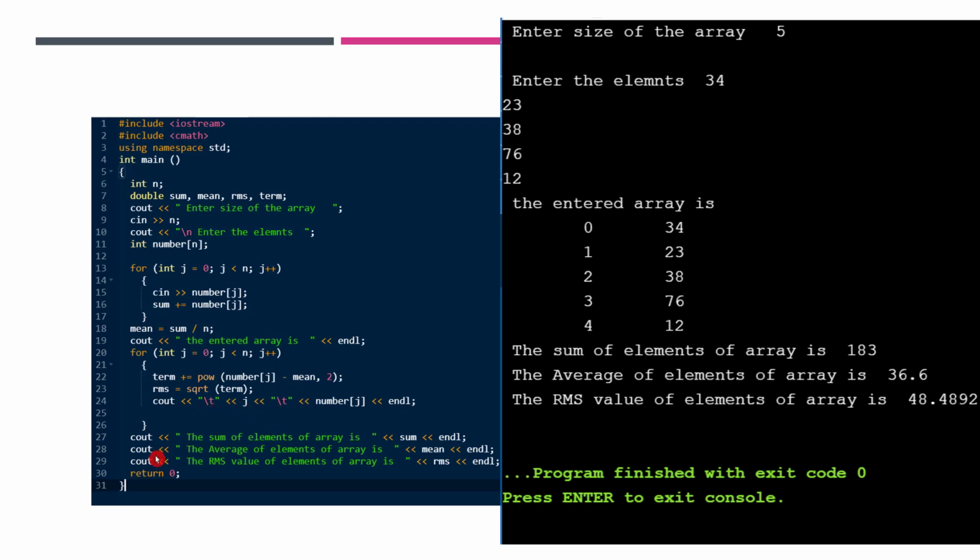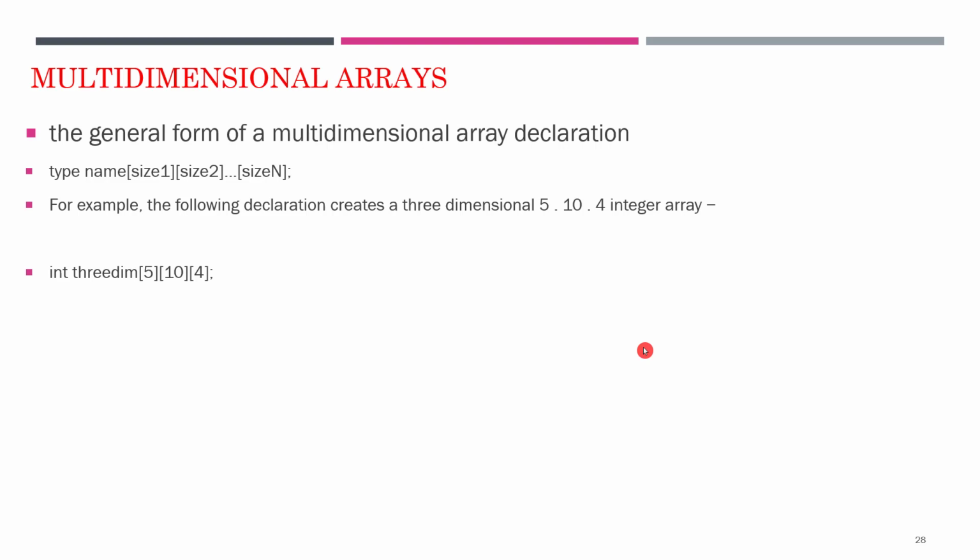Then 27, 28, 29 are executed. Sum of the elements in the array is sum. Sum is already calculated here. In the 16th statement, sum will be obtained as 183. Next, the average of the elements of the array, mean. Control will come to the 18th statement, sum by n. Okay. RMS value of the elements, RMS. Control will come to the 23rd statement. So all the values are displayed.